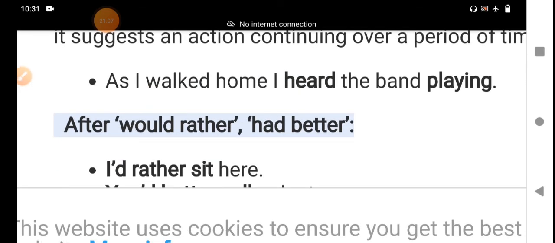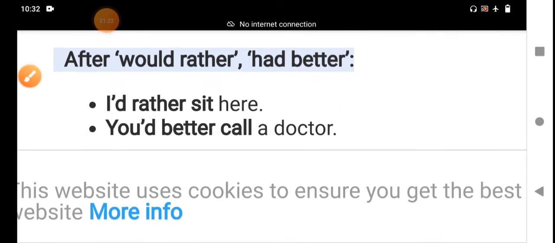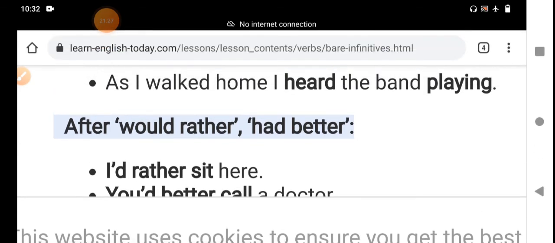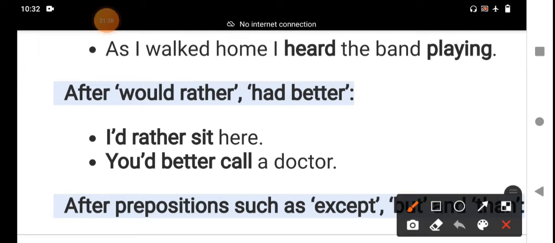And then, after would rather and had better, plus bare infinitive, V1. This structure is also used with the bare infinitive, or zero infinitive. I'd rather sit here, would rather plus V1. You had better, after better, you had better. To call a doctor is wrong; it is a grammatically wrong sentence. You had better call a doctor. These are the two examples.